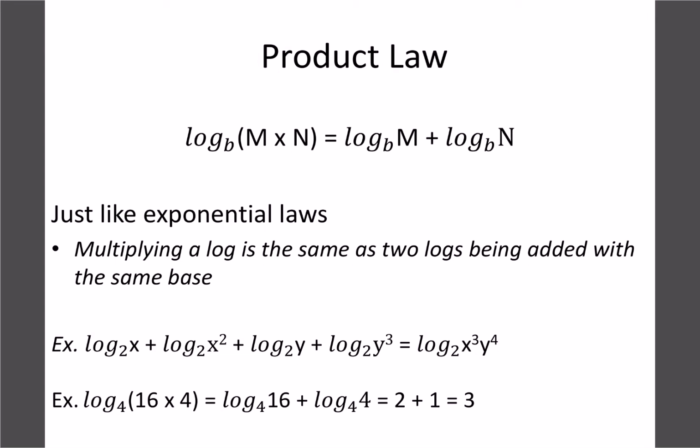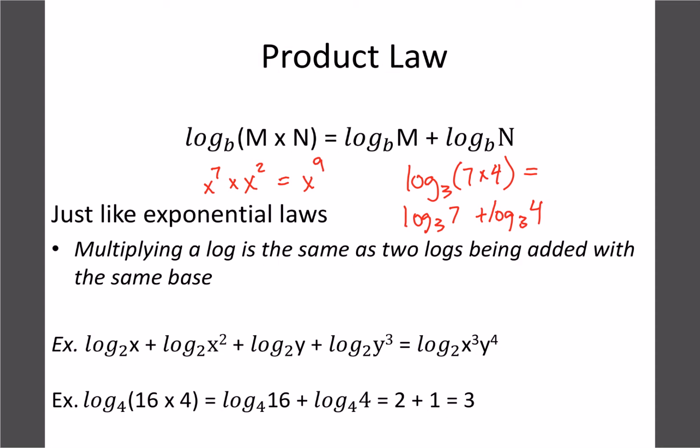But what we want to think of is, if you remember back to exponential laws, if I gave you something like x to the 7 and we times it by x to the 2, if we have the same bases, we would add exponents. So 7 plus 2 is 9. The logarithm law works kind of the same, but it's backwards. If we took a logarithm that had 2 numbers side by side, something like log base 3 of 7 times 4, that's the exact same thing as log base 3 of 7 plus log base 3 of 4.